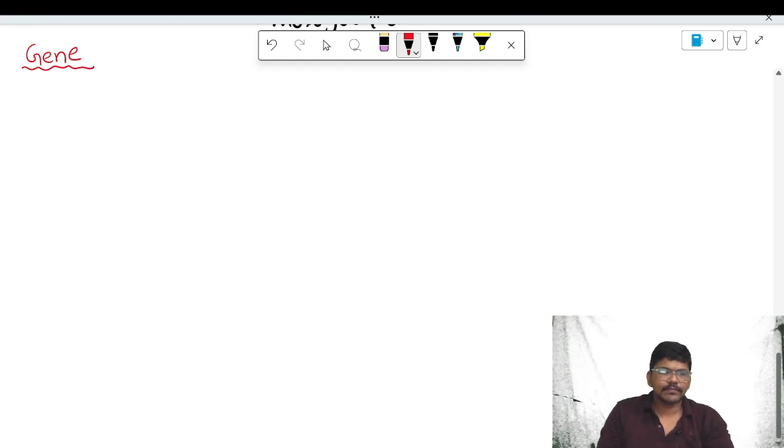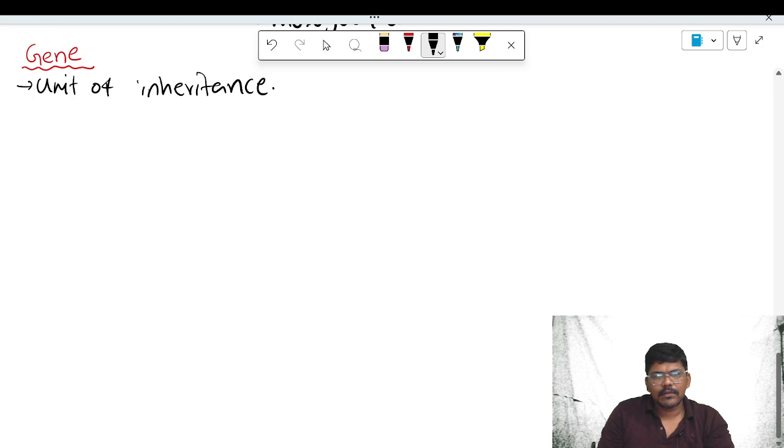Gene is the unit of inheritance. Inheritance means that something is transferred from one generation to another generation. Genes are transferred from one generation to another generation. Genes are responsible for the transfer of characters from one generation to another. Hence, we can say that gene is the unit of inheritance.